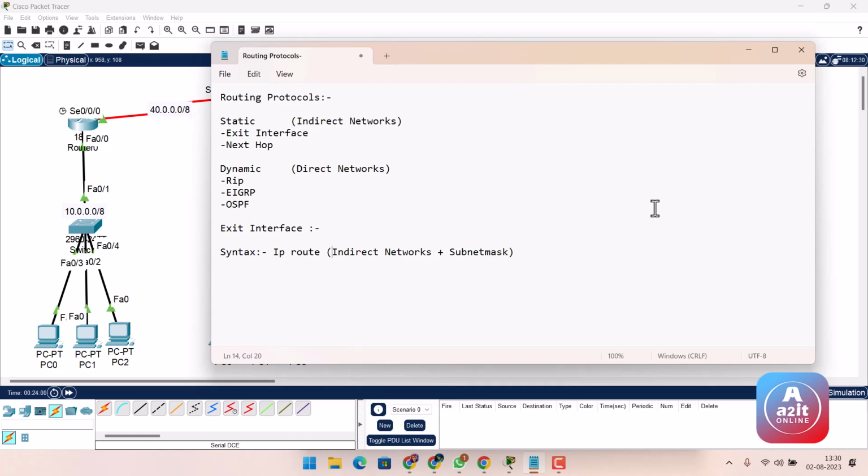So let me mention it first: IP address of indirect networks. Alright. So we need to mention the IP address of our indirect networks with their subnet mask, and in the end we need to mention our port name.